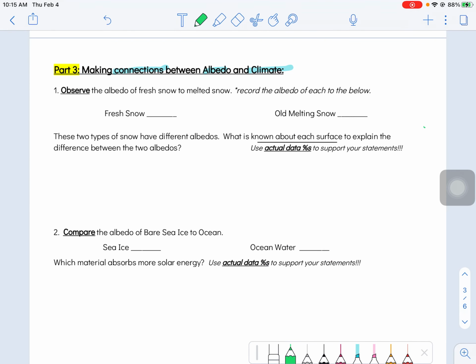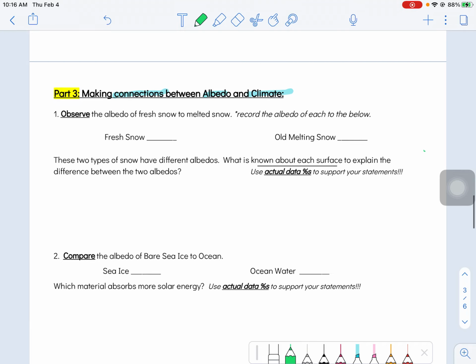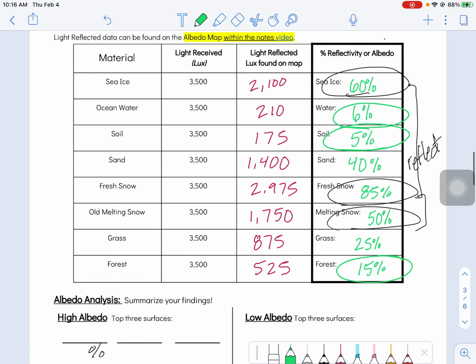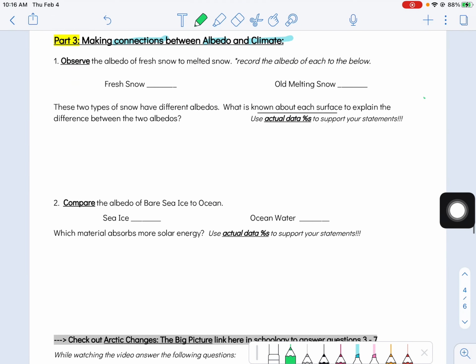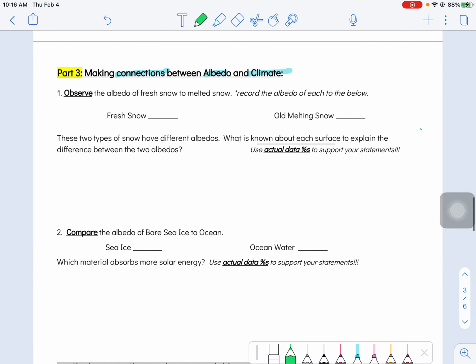So thinking about part 3, we're going to look specifically into a couple different surfaces and compare. So you should be side by side filling this in as we go. So fresh snow versus old melting snow. We want to compare their albedos. So looking at fresh snow, that was up here at 85%, melting snow 50. So I'm going to fill those in.